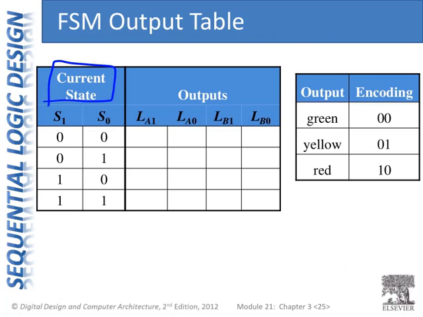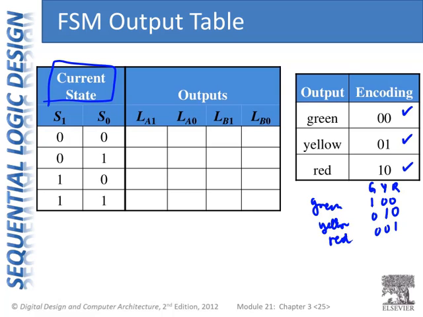So we happen to choose green encoded as 0, 0, yellow as 0, 1, red 1, 0. We could have chosen another encoding. For example, we could have chosen that there's a green bit, a yellow bit, and a red bit. So green would have been 1, 0, 0. Yellow would have been 0, 1, 0. And red would have been 0, 0, 1. So we could have chosen 3 bits.